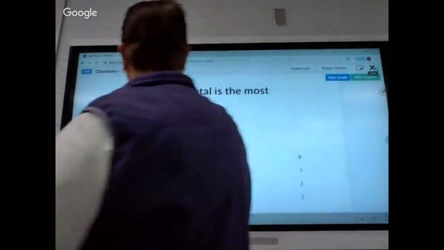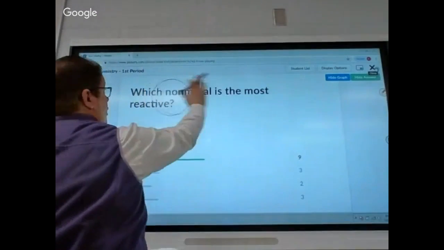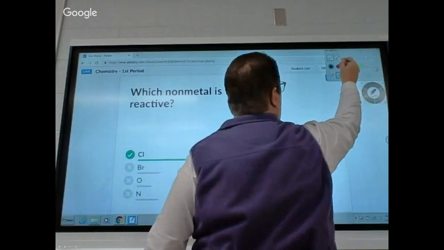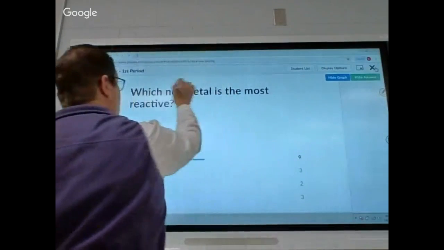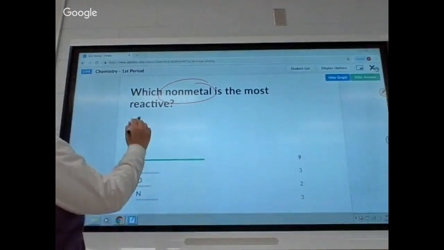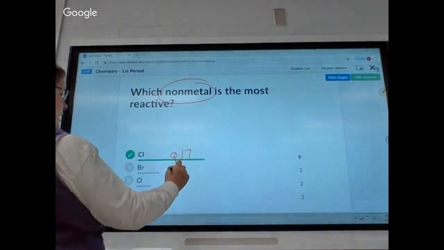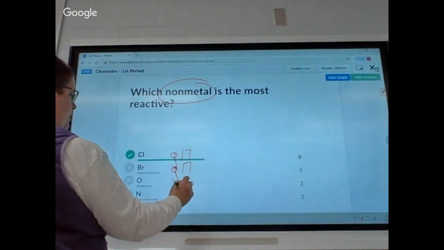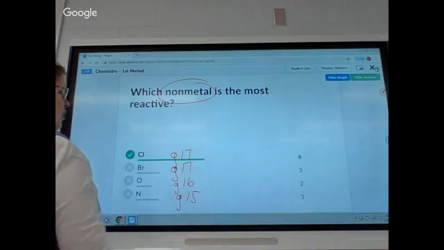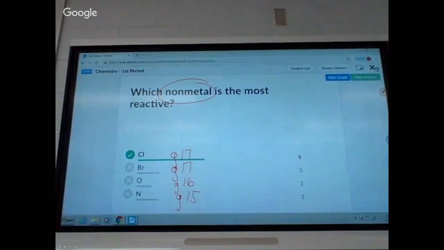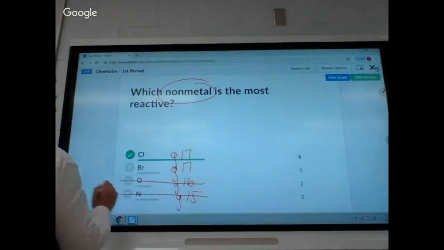All right, group 17, it says non-metal. Let me change the color here. So I got a color I can work with. All right, it says non-metal. So we know all of these are non-metals. Group 17, group 16, group 15. Which group is the most reactive? 17. So that's why this one and this one are out.